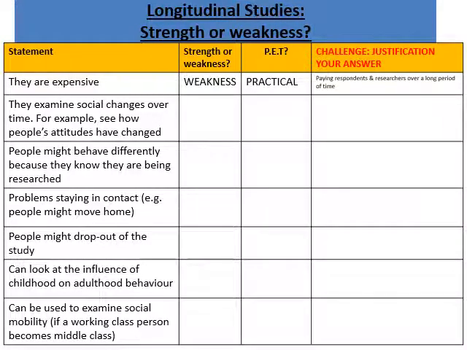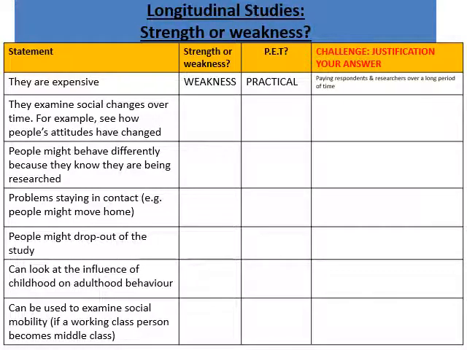So what you've got on the left-hand side is a selection of statements. The next column along is asking you whether the statement is a strength or a weakness of longitudinal studies. The third column along is slightly more tricky. It's asking you to identify whether the strength or weakness is a practical, ethical, or theoretical factor. And then even trickier, the final column is asking you to justify your answer, to justify why you've said that it's a strength or a weakness.